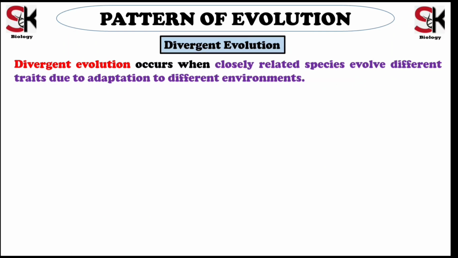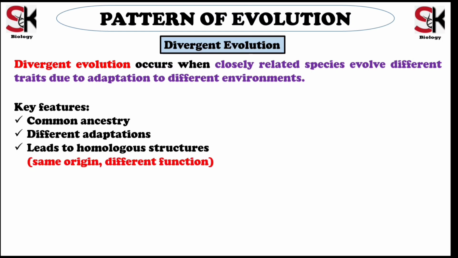The second pattern of evolution is divergent evolution. This happens when closely related species evolve different traits as they adapt to different environments. Key points are they have common ancestry but different adaptations, and this leads to homologous structures. The main point is the same origin but different function.